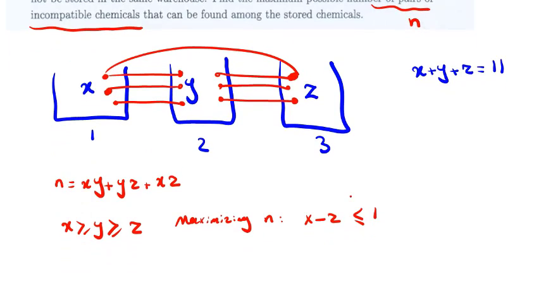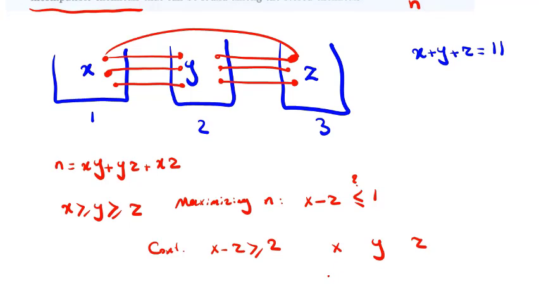Why? Let's prove it by contradiction. Suppose, for example, x minus z is greater than 1. Because they are integers, it is at least 2. Now we have x, y, z. Now change x to x minus 1, z to z plus 1, and y stays the same.